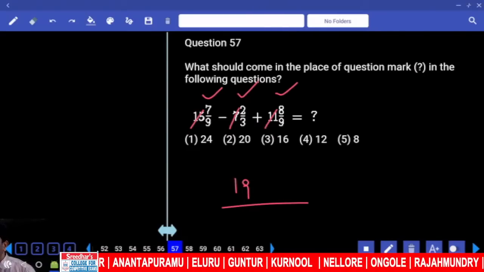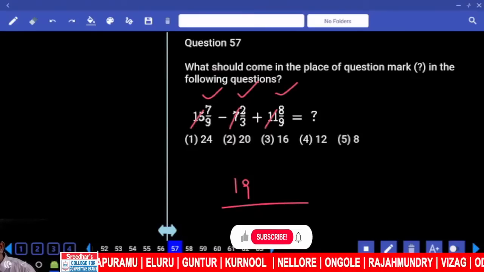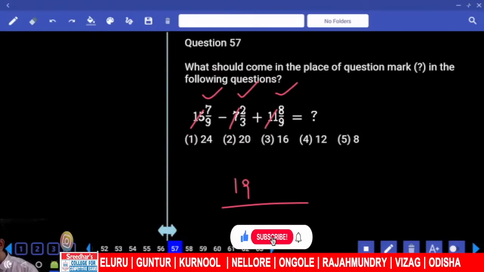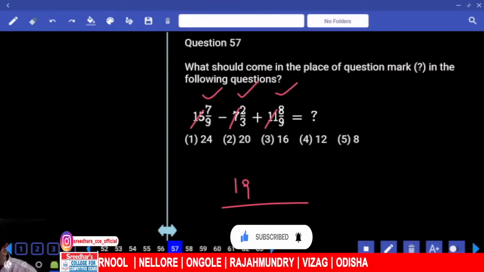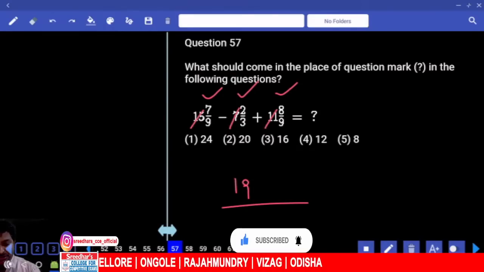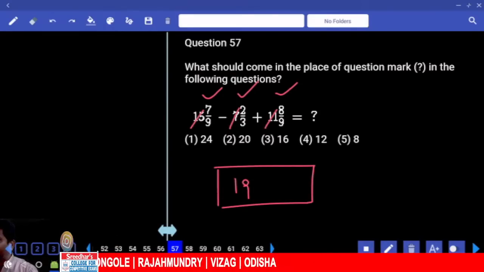3 are proper fractions. Each value is less than 1. And 2 are positive numbers. 1 is a negative number. So the answer should be very close to this number. Correct? Answer.